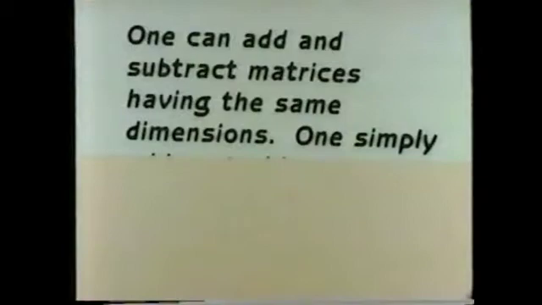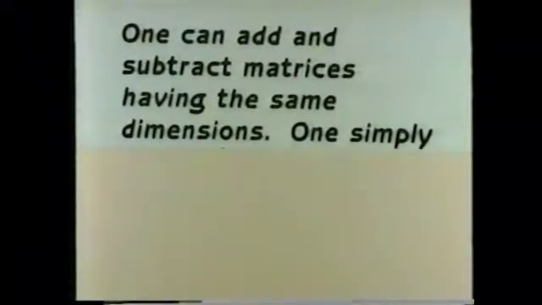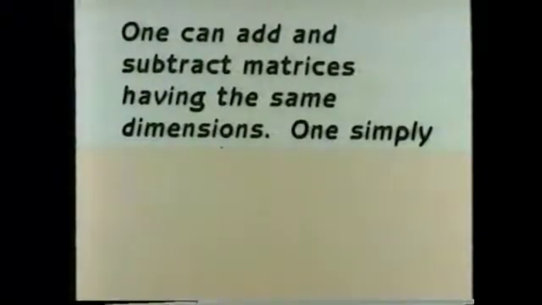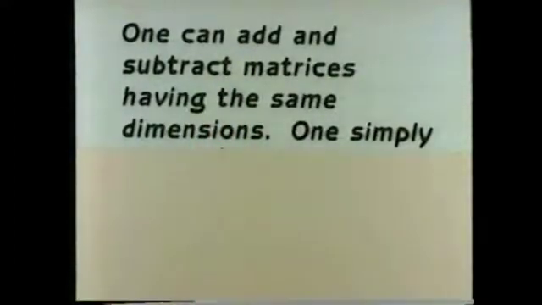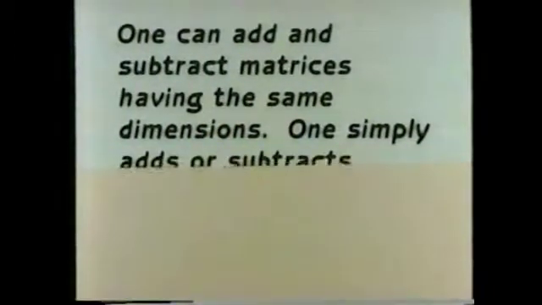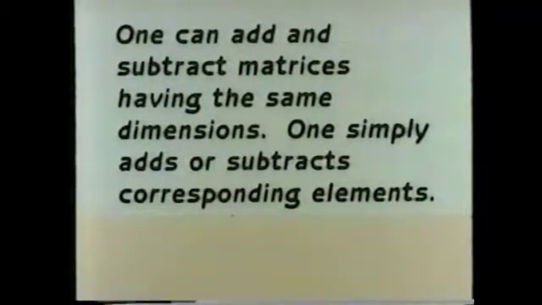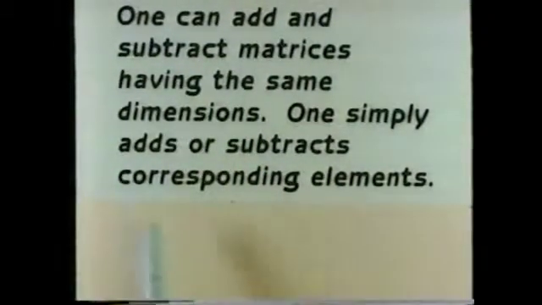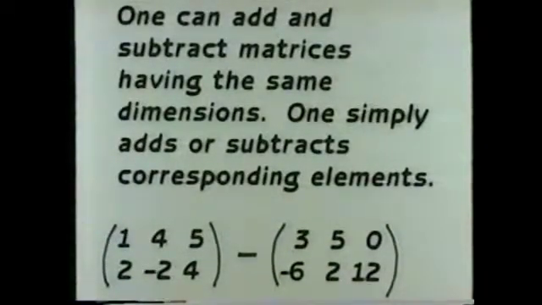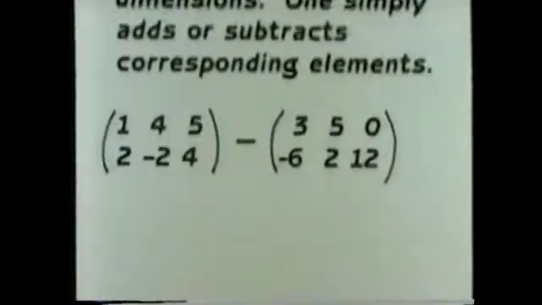One can add and subtract matrices having the same dimensions. So if you have two matrices that have the same dimensions, then you can add and subtract them. One simply adds or subtracts corresponding elements. So once you verify that you have the same dimension, then to add or subtract the matrices, you simply add or subtract corresponding elements. Let's look at an example.